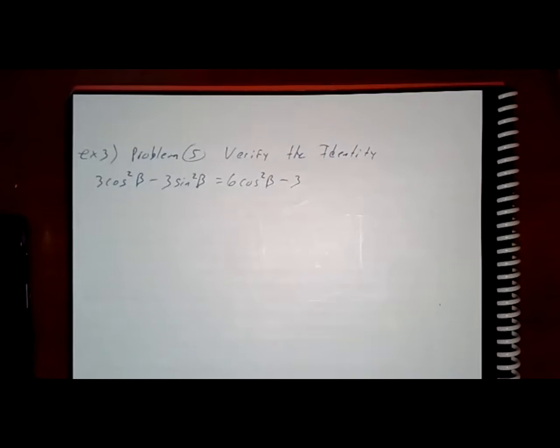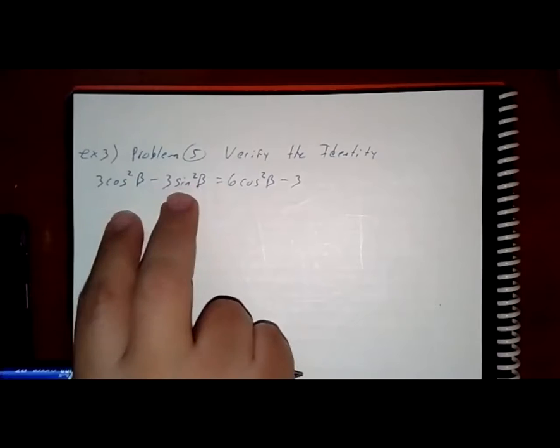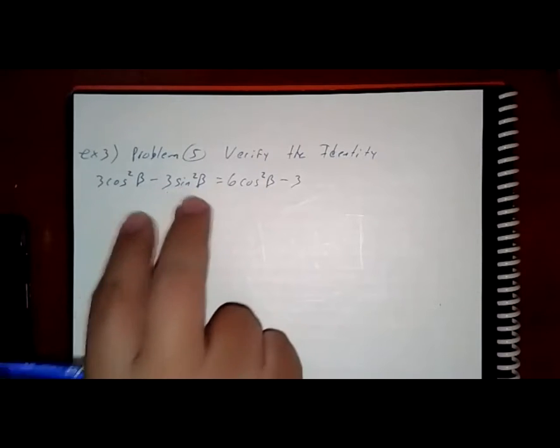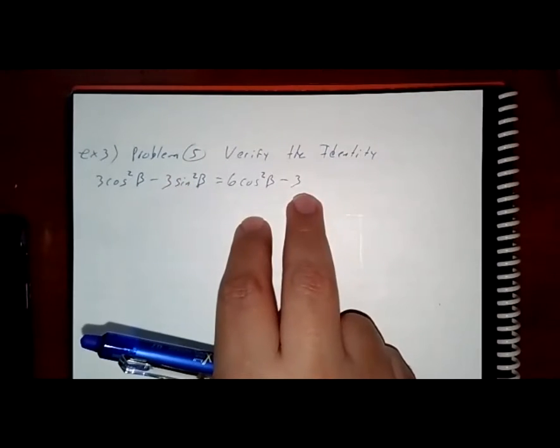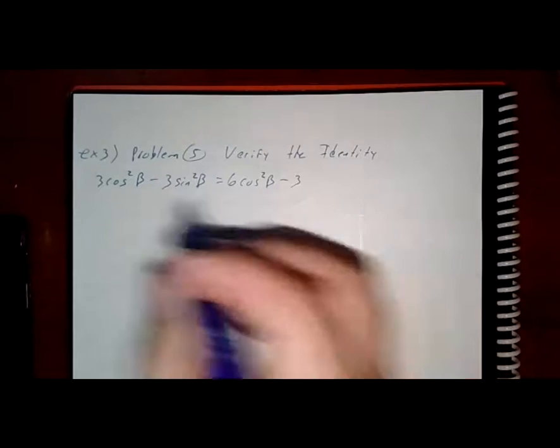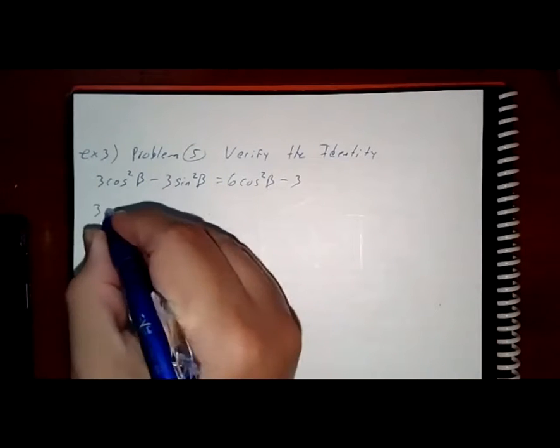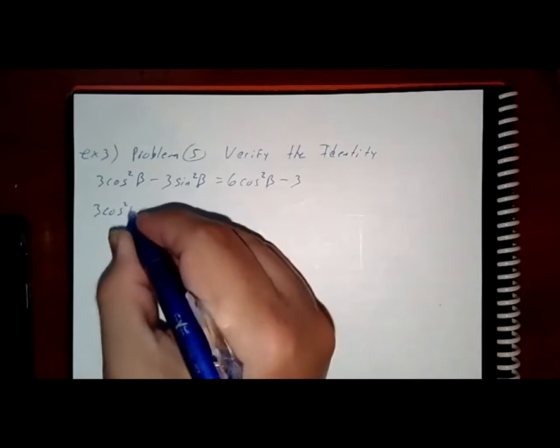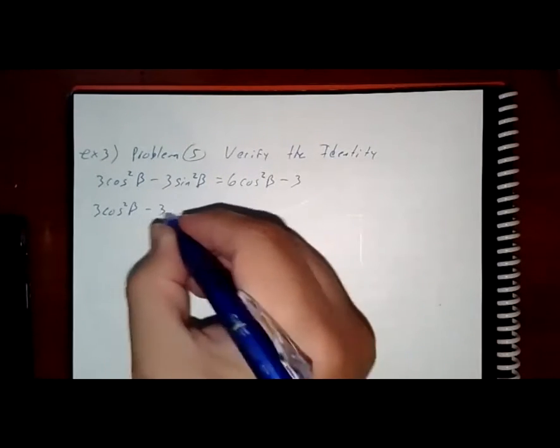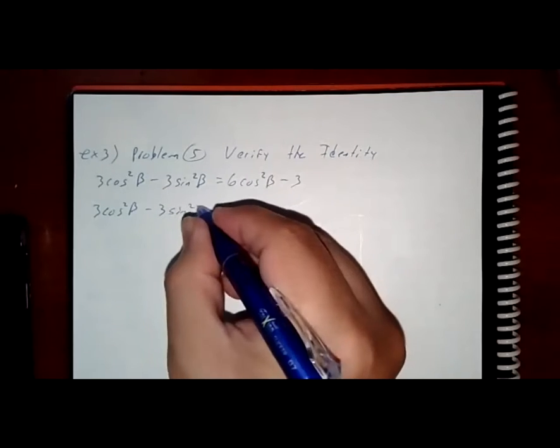Okay, so we need to pick a side. It doesn't matter which, but this one looks more complicated. So I'm going to use this to get to here. You can choose any side you want, but sometimes one side is almost impossible to get to the other side. So it's best to choose the more complicated.